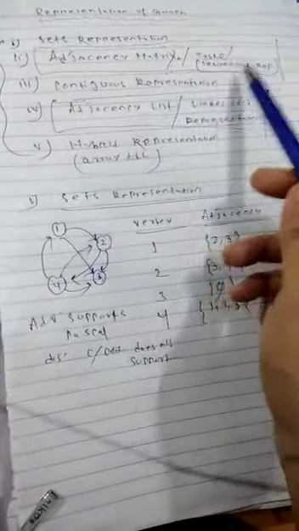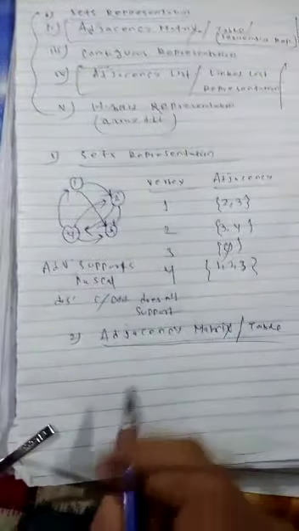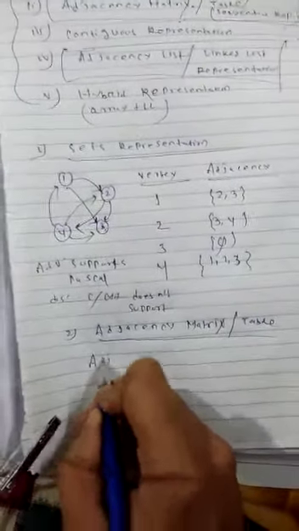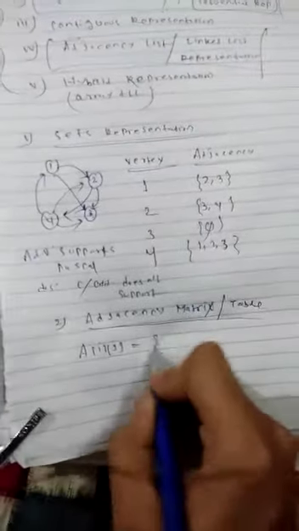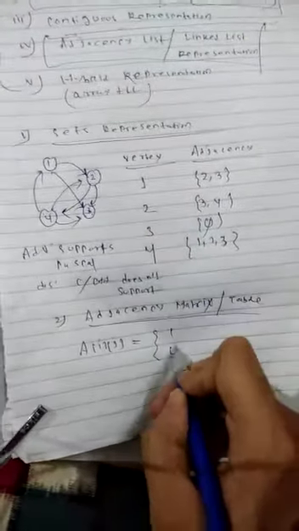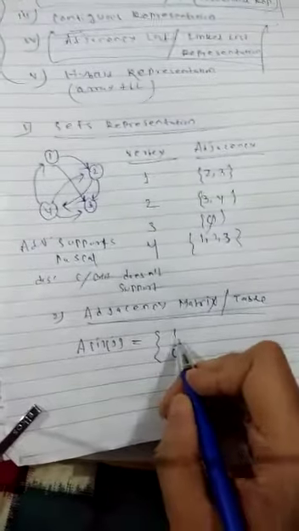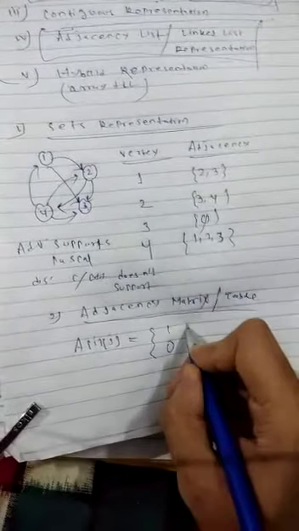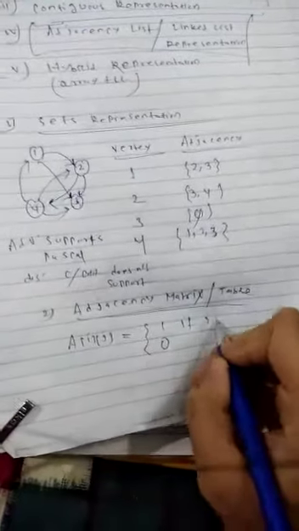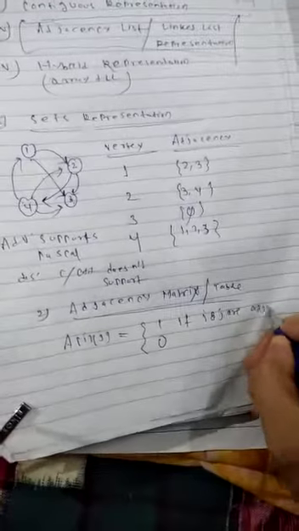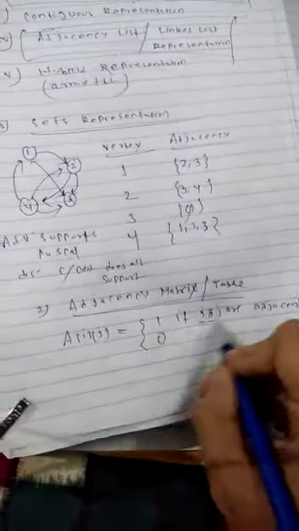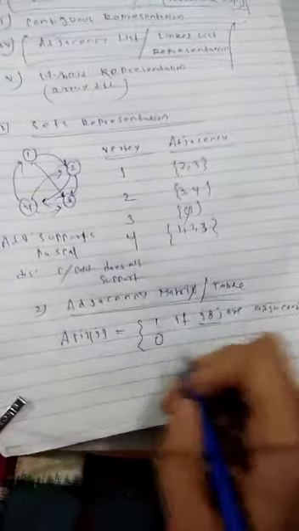Okay, next go to the next representation, that is the adjacent matrix or adjacent table. This is very important. See here, for this adjacent matrix or table, there is a formula. It contains a matrix which has 2 values, 1 and 0. If i and j are adjacent, then we have to write 1, otherwise it is 0.